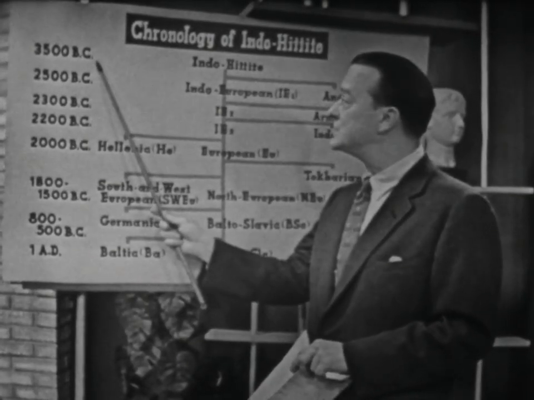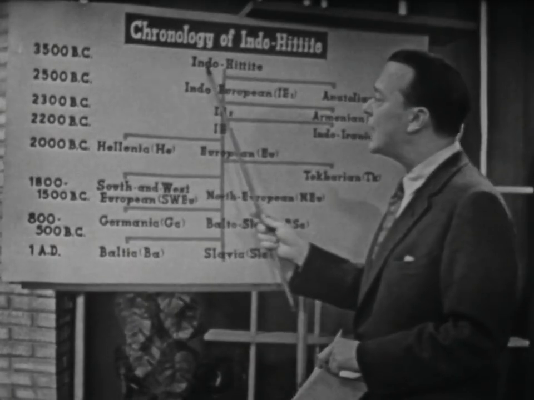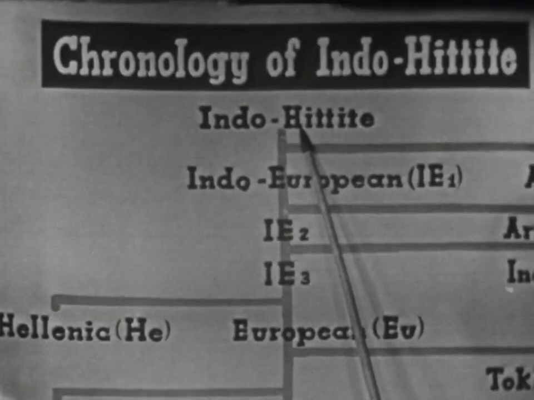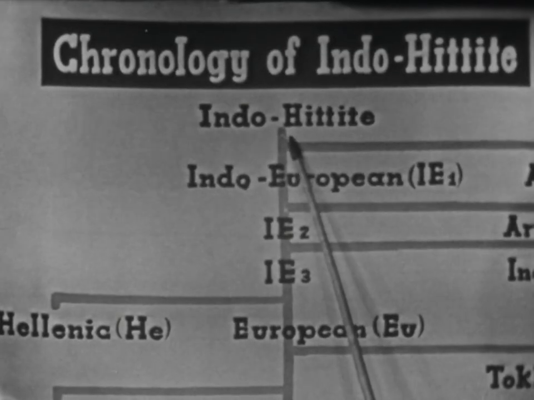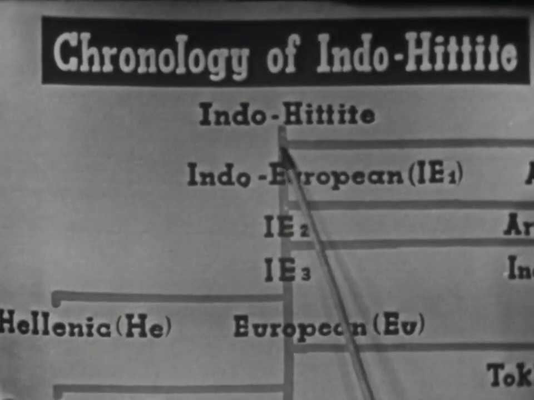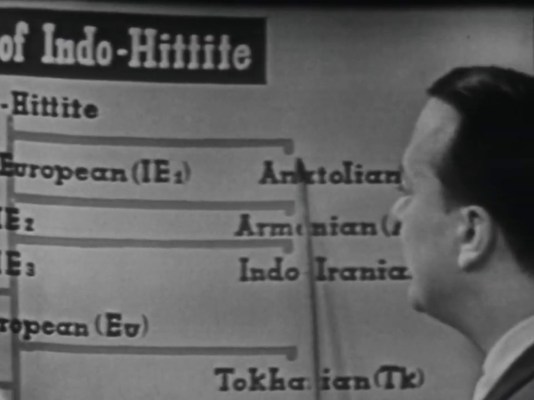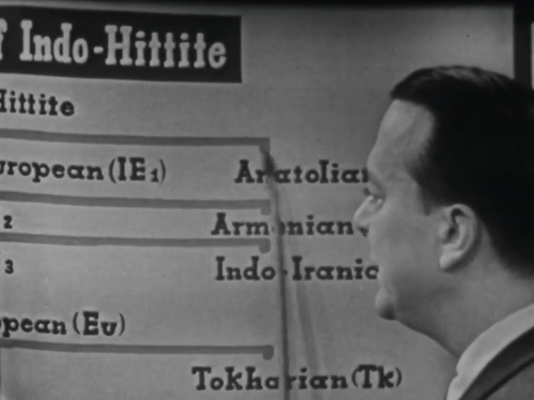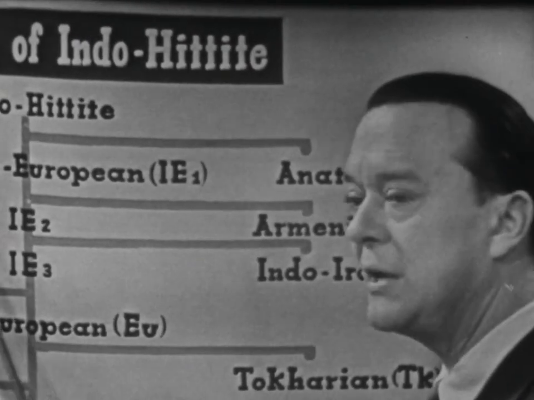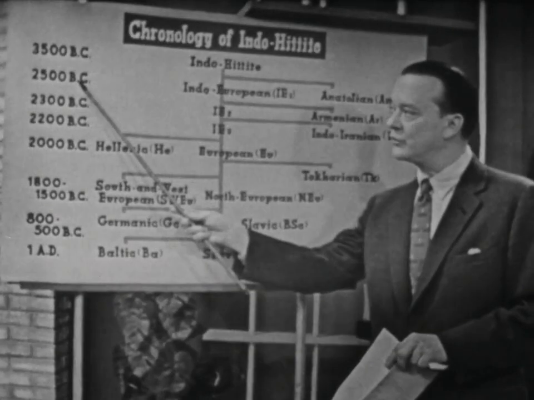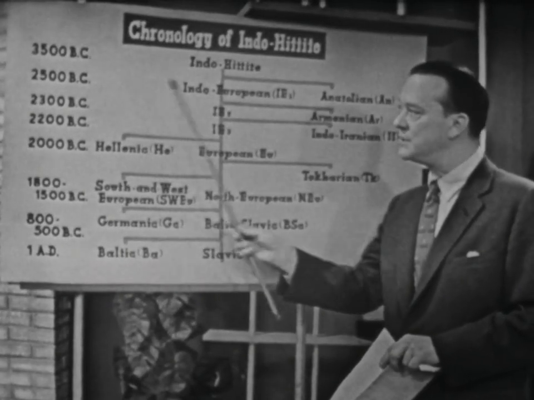Now, what happened was this. It seems that our friends, the Hittites, and other speakers of languages that we call Anatolian, went down into Asia Minor, left somewhere between 3500 and 2500 BC, leaving behind our friends, the Indo-Europeans, in full possession of this territory, as we've just seen on the map at 2500 BC.